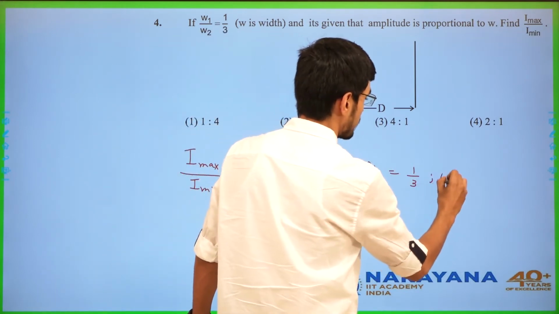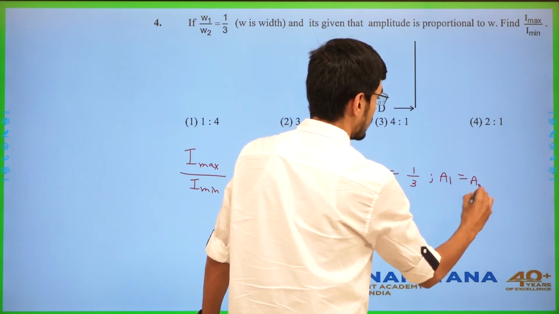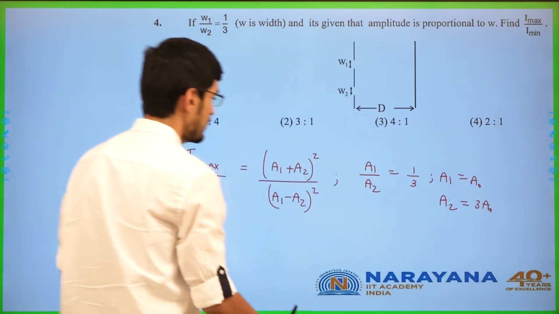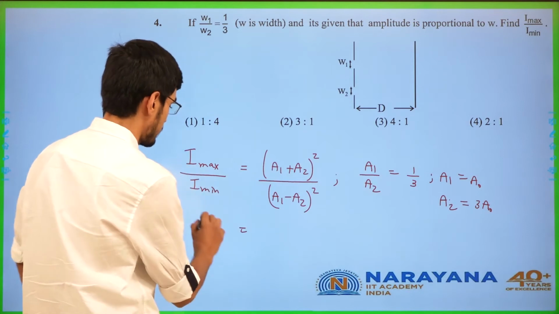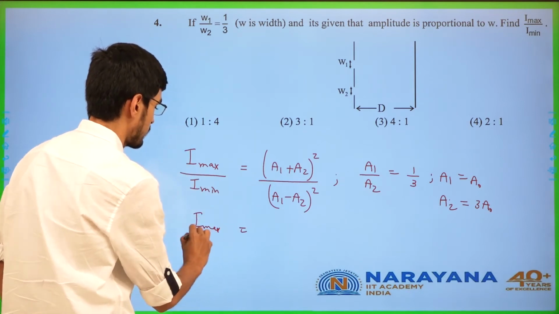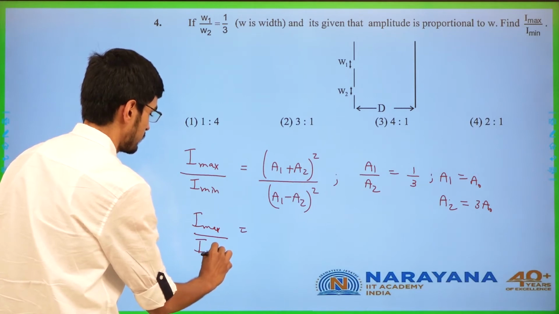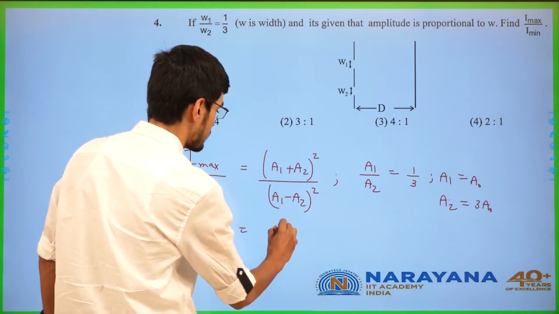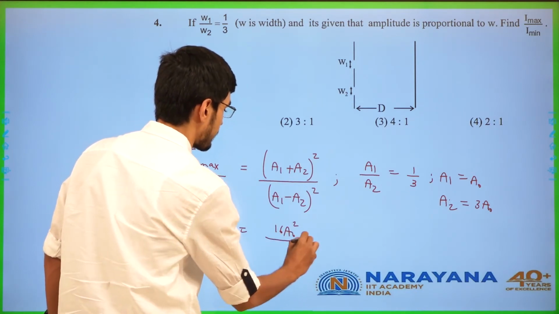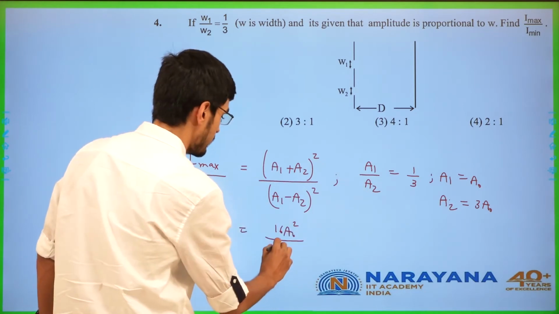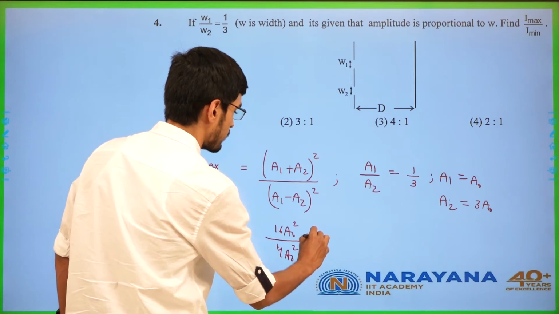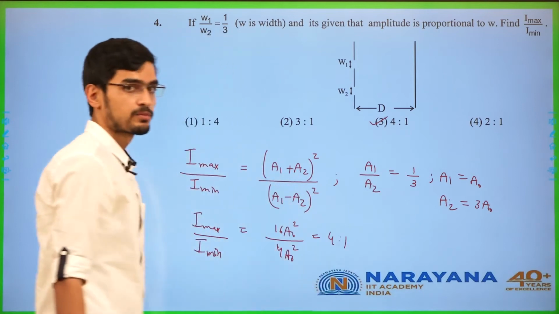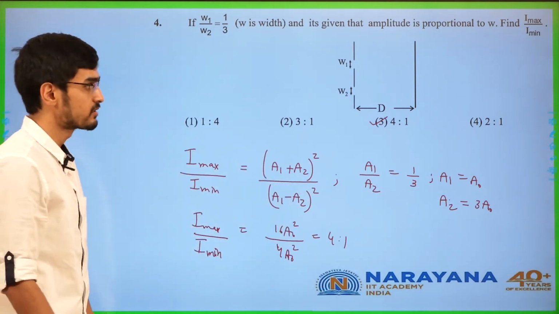So from here we can consider A1 as some A naught, so that A2 can be written as 3 times A naught. Now we can substitute: I max upon I minimum will be equal to A naught plus 3 A naught, which gives 16 A naught square, upon A1 minus A2 whole squared, which will be 4 A naught squared, which is 4:1. So 4:1 is present in the third option, hence the third option is the correct key for this.